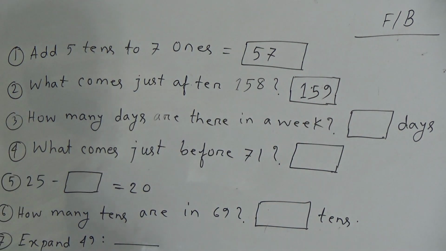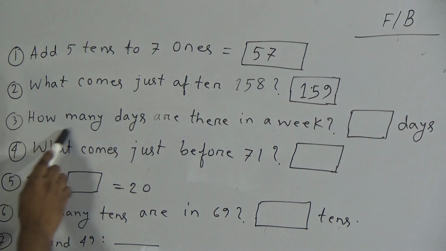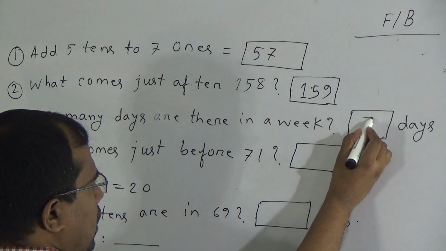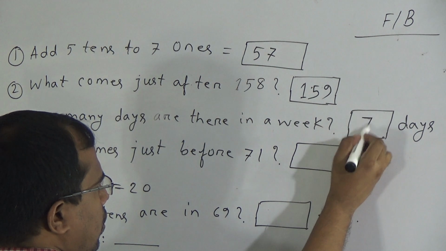159. Now three number, how many days are there in a week? It's very easy. You know that 1 week is equal to 7 days. 7 days make 1 week. So 1 week equal to 7 days.